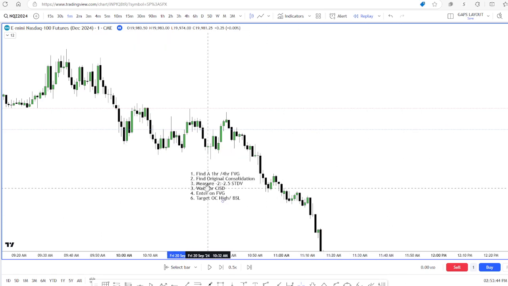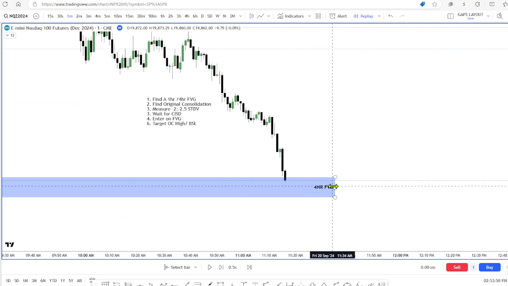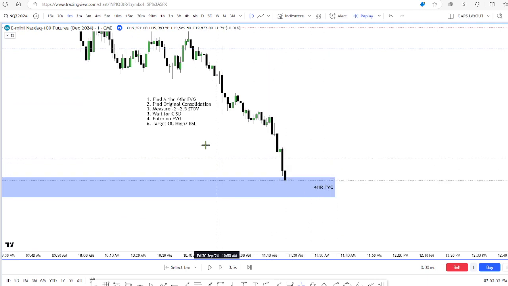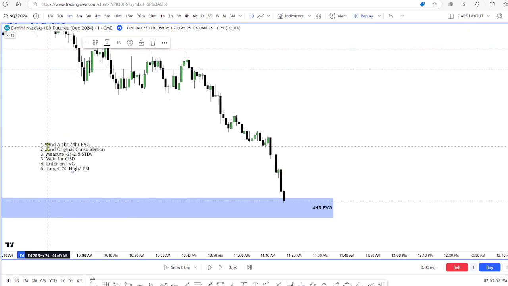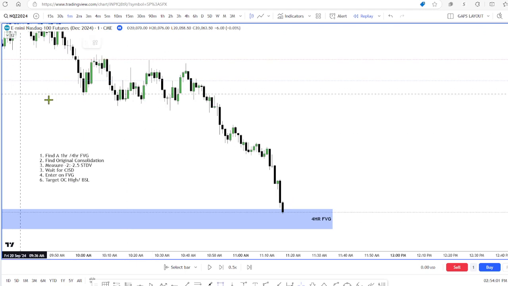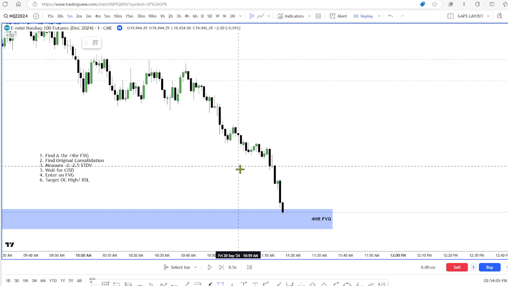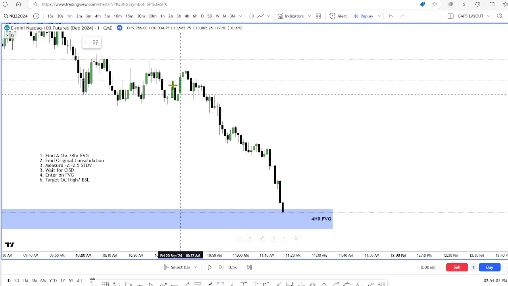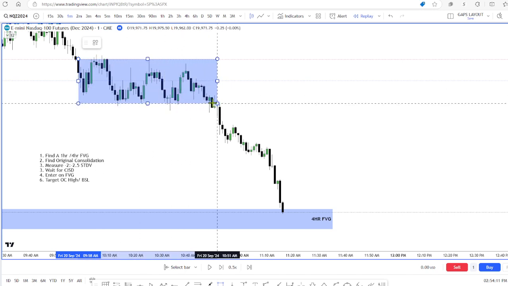First, we're going to be looking for a 1 hour or 4 hour fair value gap. Here we have a 4 hour bullish fair value gap. Okay. Next, we want to find an area of original consolidation and outline it. So here you can see before we took out a lot of this liquidity to the downside, we have an area of consolidation right in here.